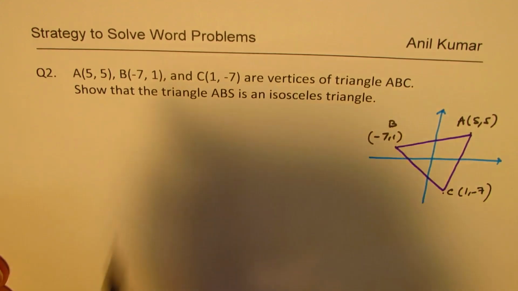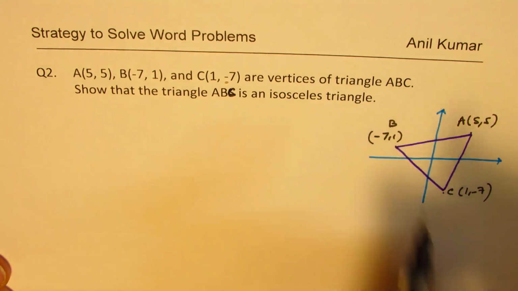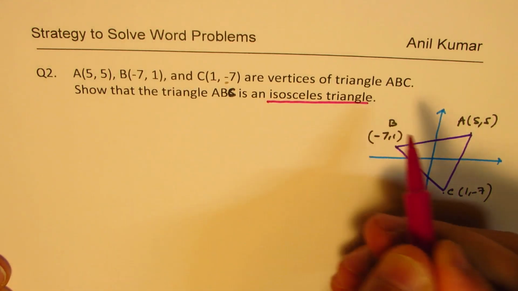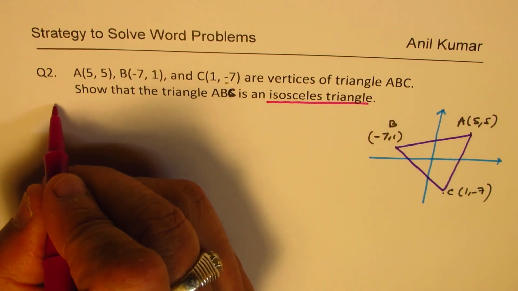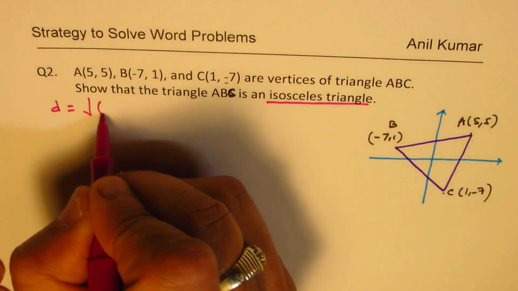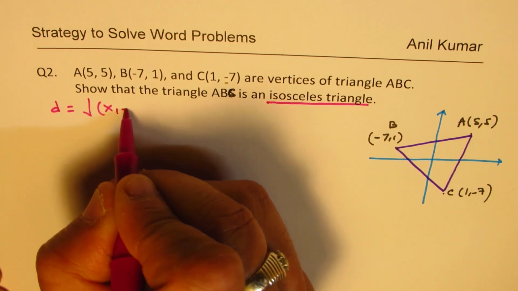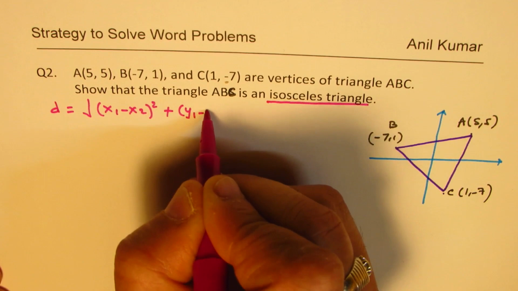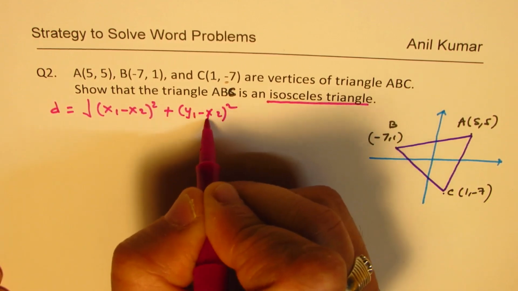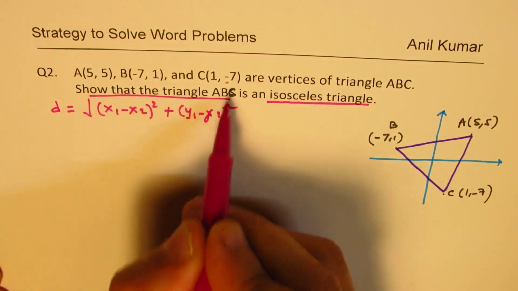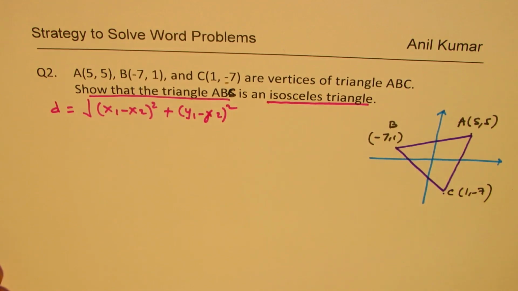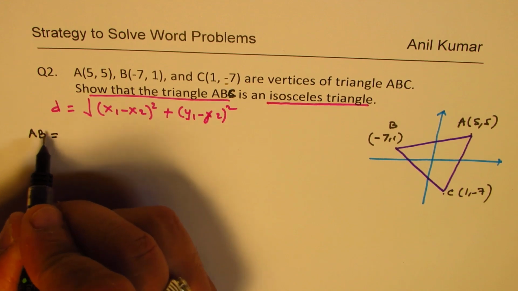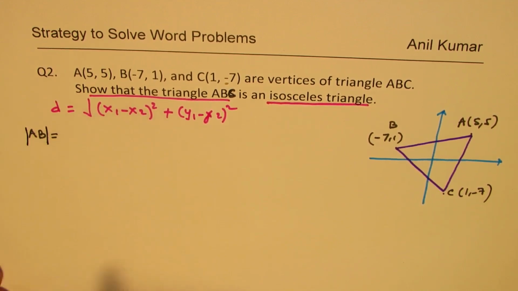Now, the question clearly writes, we are looking for an isosceles triangle. So definitely, you have to find the distance between points, which is this formula, right? Square root of (x1 minus x2) whole square plus (y1 minus y2) whole square. That's the formula. We can surely do this, right? So let's find the distance between A to B. The distance between A to B, always positive.